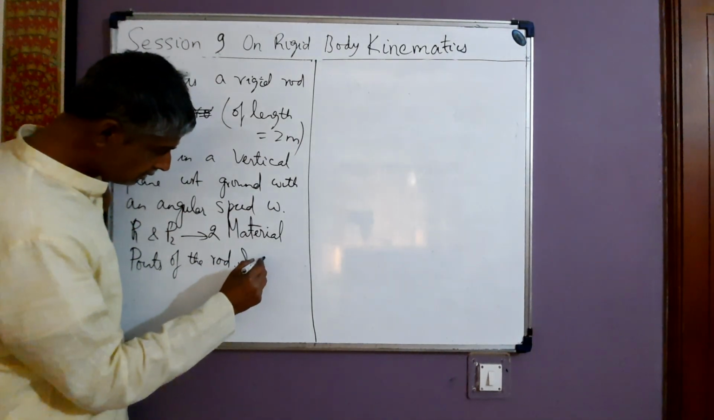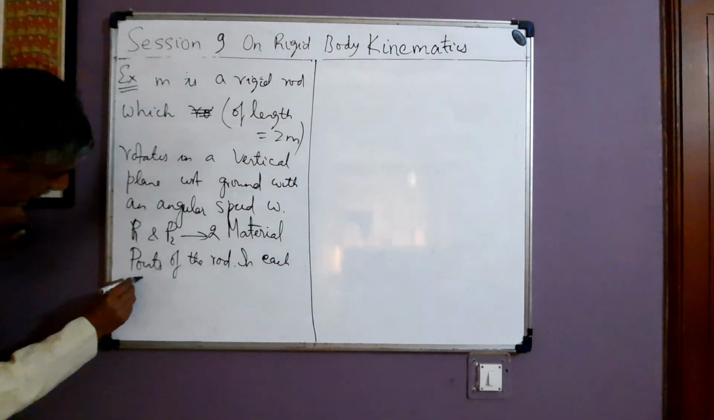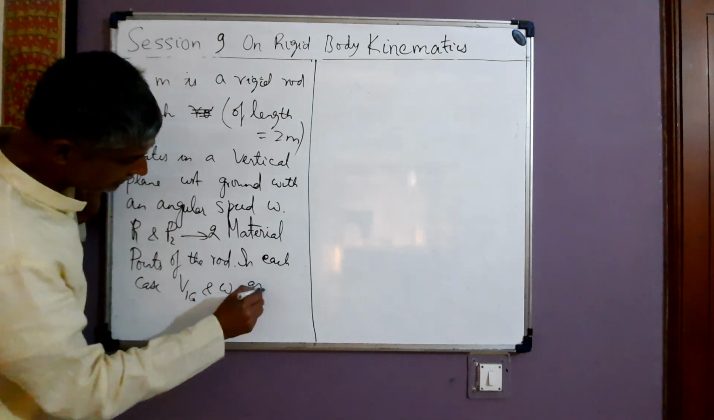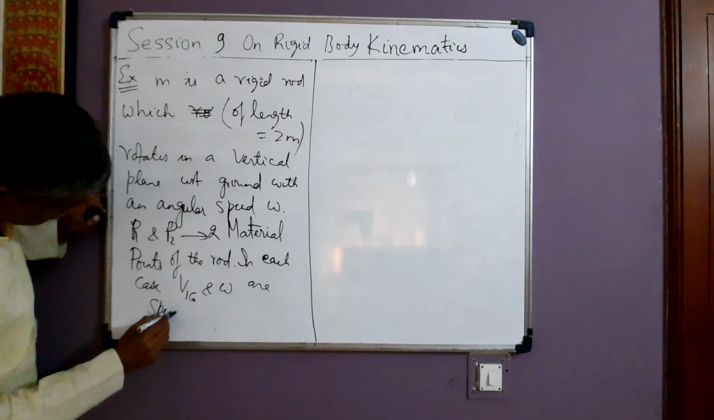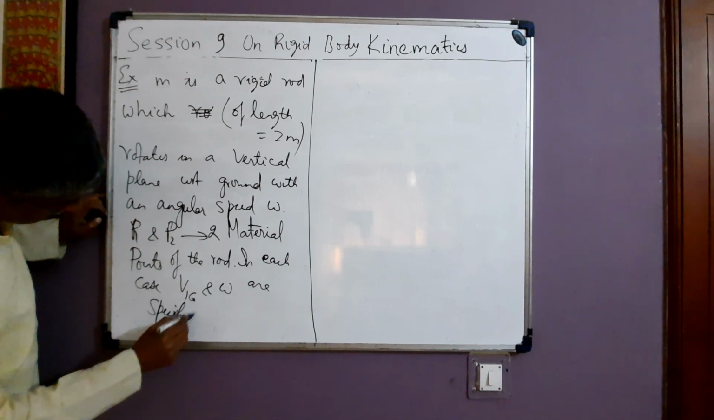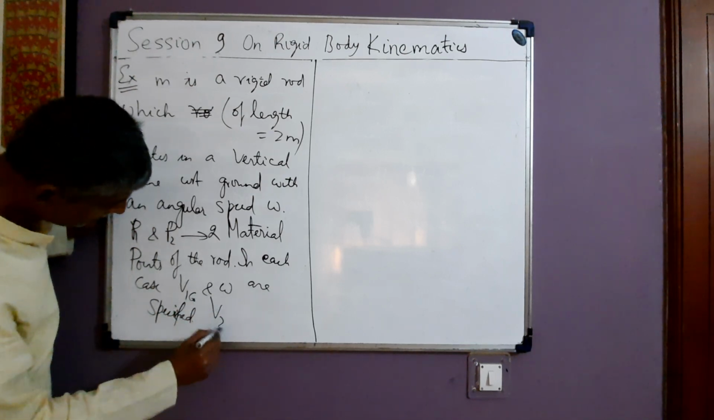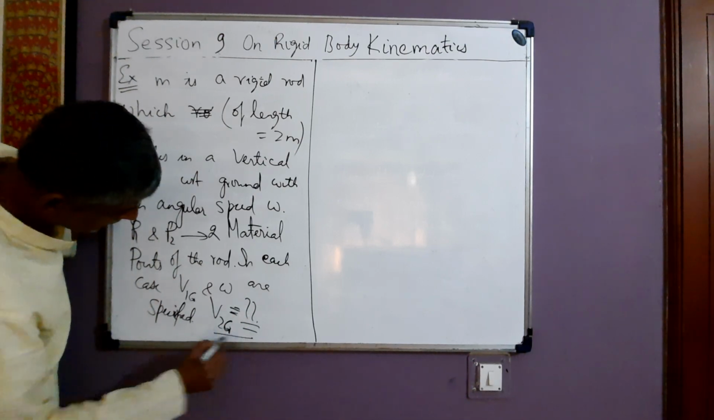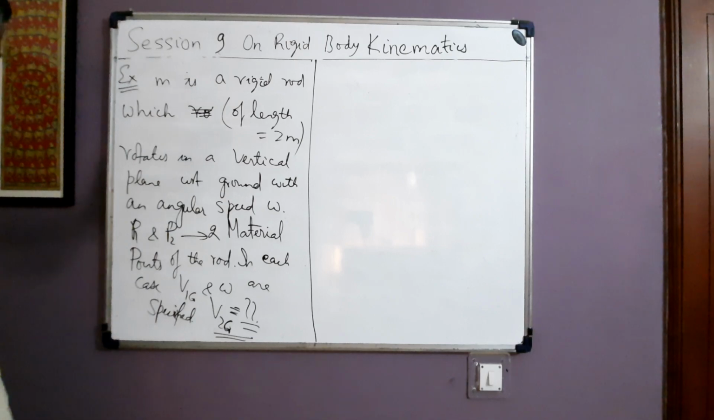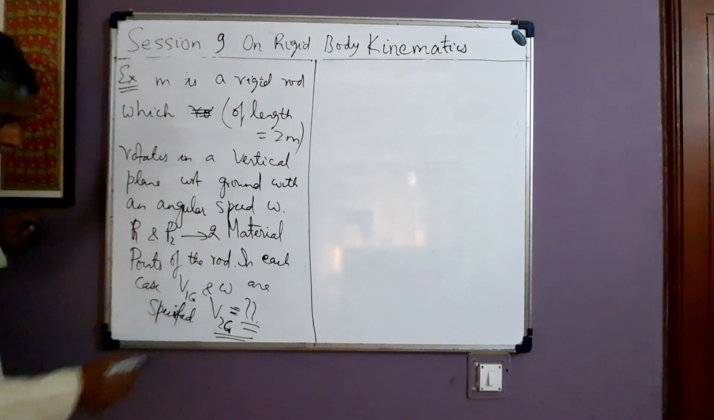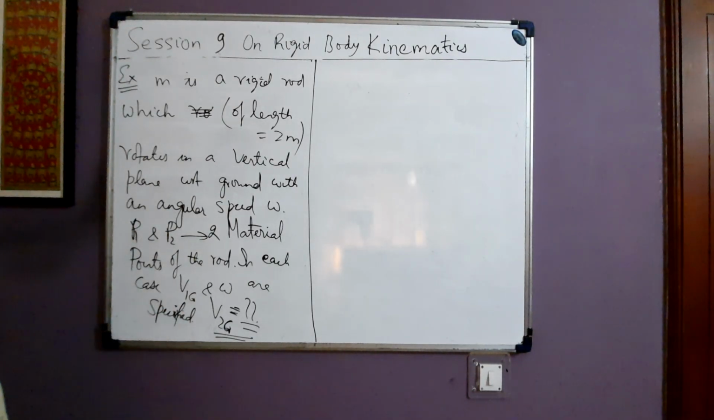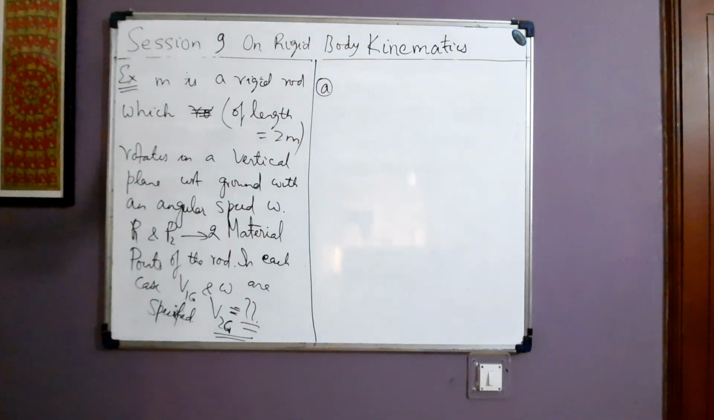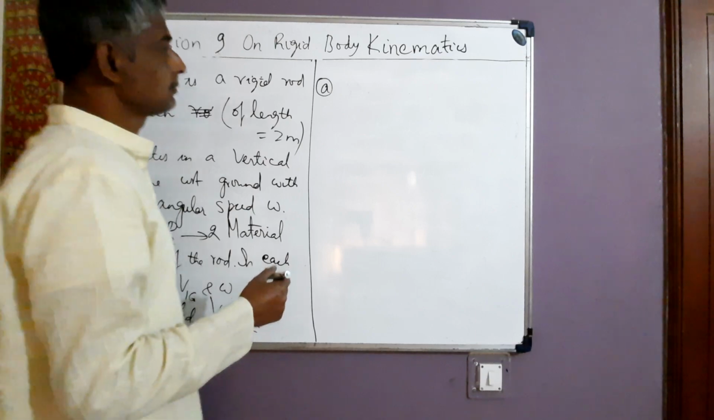In each case, V1G and omega are specified. We have to find V2G, that is the question mark. V2G has to be determined. So now I'll take up the questions one by one. Part A. Part A is this.